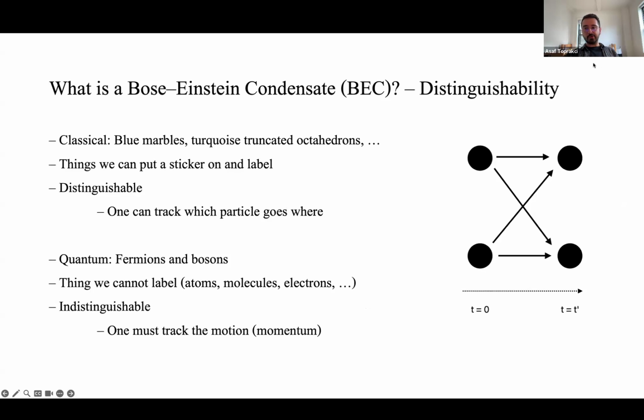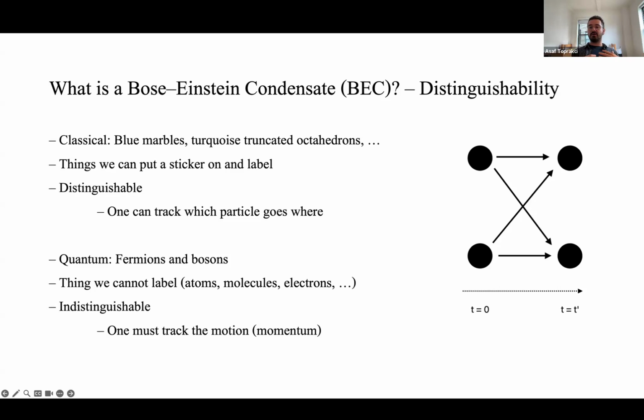So one important concept that we need to understand is distinguishability. In everyday life, when you have blue marbles or turquoise truncated octahedrons, you can usually differentiate between these objects, even though they have the same color or the same shape. You can label them with your eye and track their motion and where they go. But in the quantum case, we usually have really small objects at the quantum scale, and then it becomes hard to label things, and we essentially cannot label things.